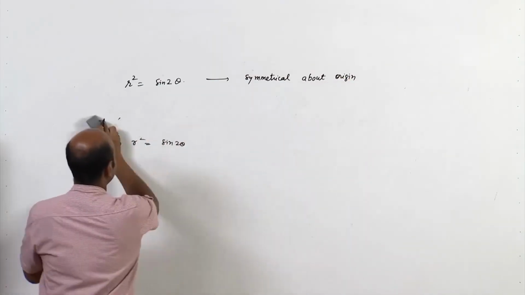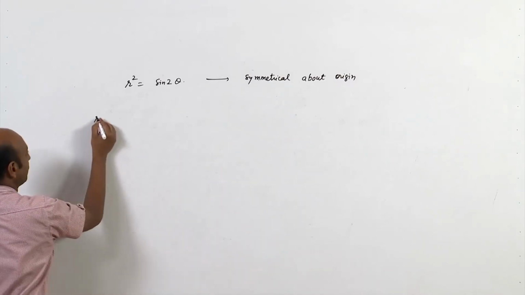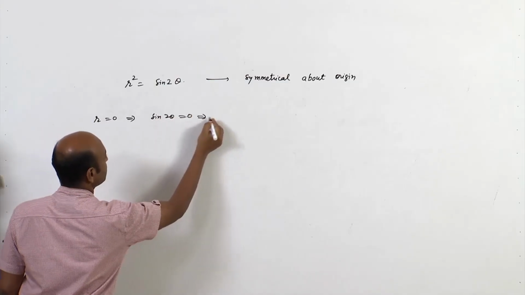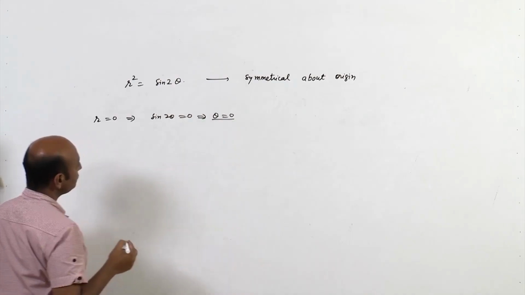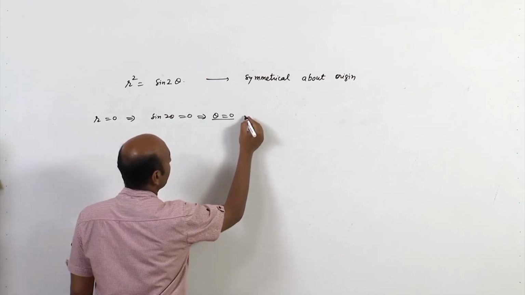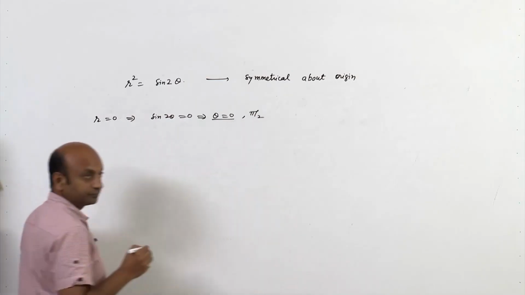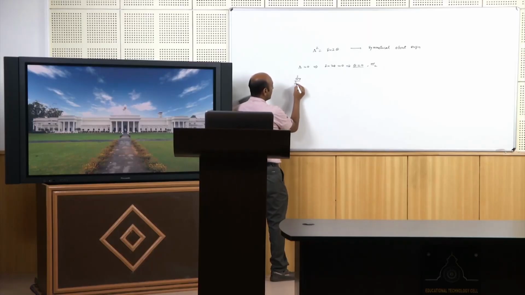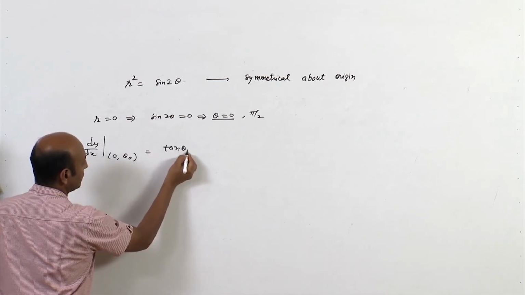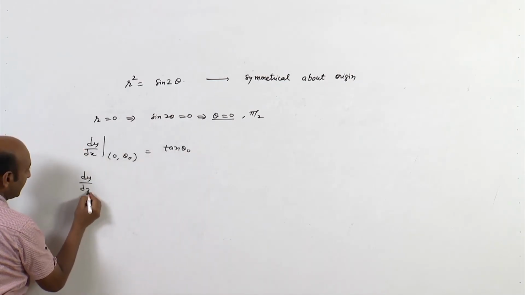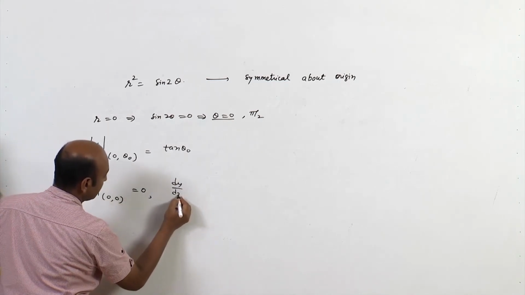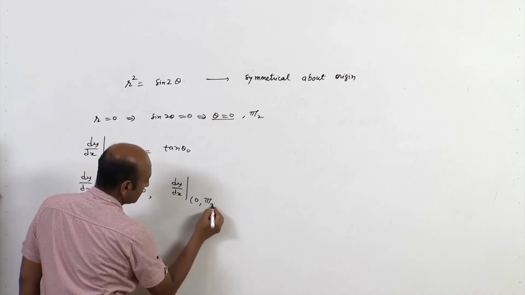Now, next is slope. When r is 0, it implies sin 2 theta is 0. So, that means theta equal to 0 or theta equal to pi by 2 also. Now, slope at (0, theta naught) is tan theta naught. So, we can say that dy by dx at (0, 0) is 0 and dy by dx at (0, pi by 2) is infinity.